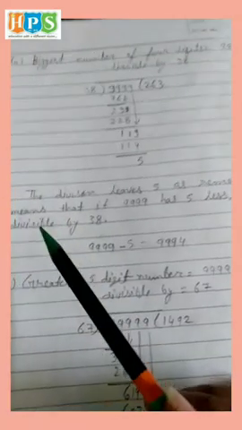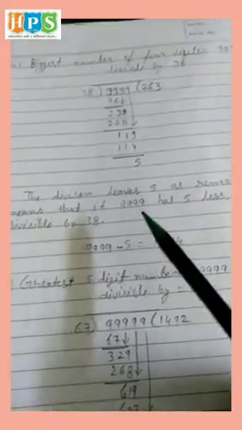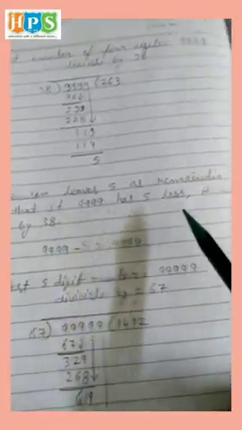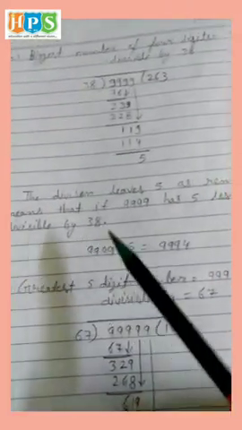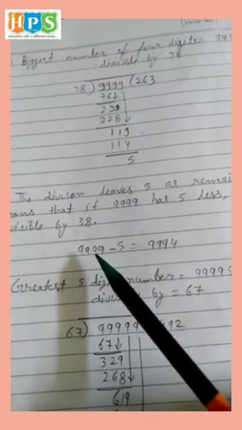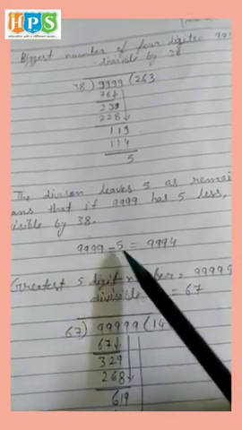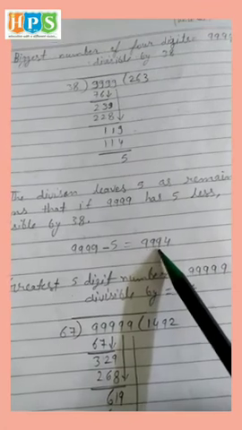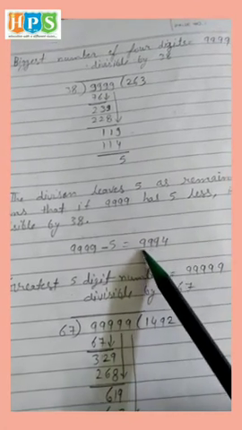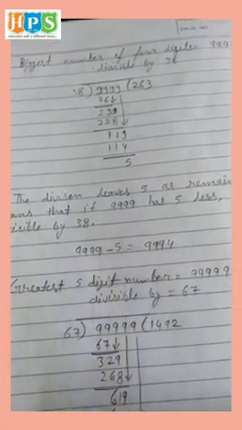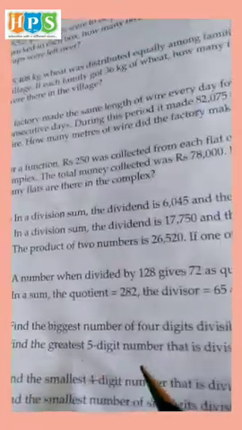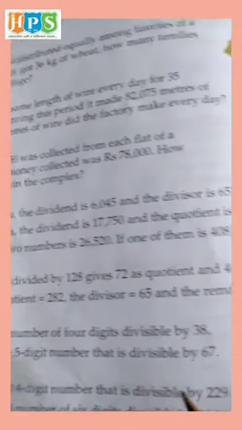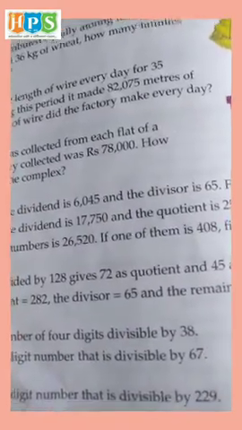This means that if 9999 has 5 less, it will be divisible by 38. 9999 minus 5 is equal to 9994. Question number 10b. Find the greatest 5-digit number that is divisible by 67.